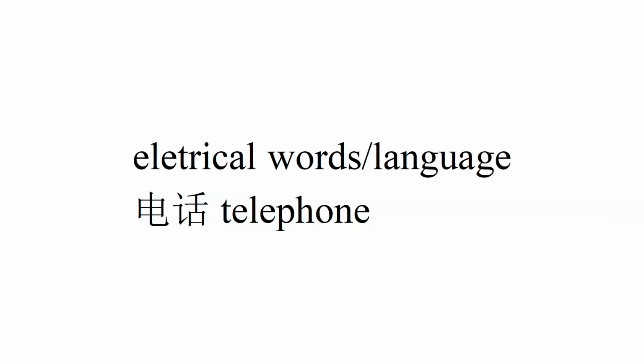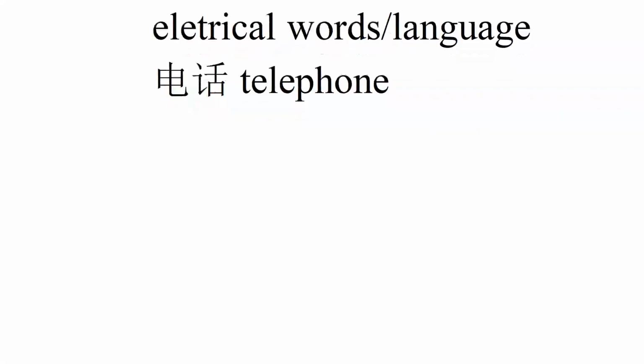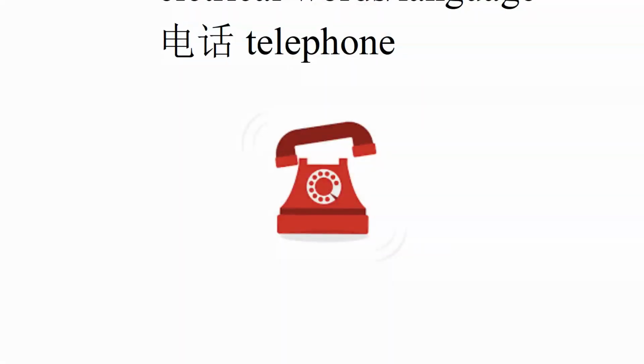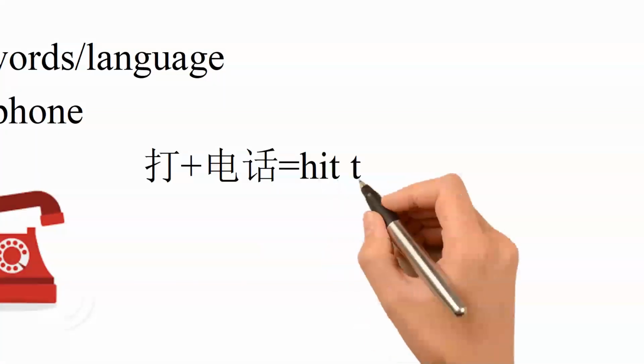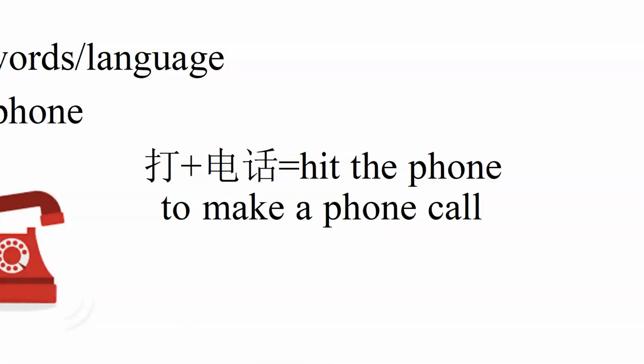In Chinese, sometimes we just piece up different words to make new words. So the words transferred by electricity is 电话. 电话 is how we understand the telephone. And the verb to hit is how we make the phone call. So 打电话 is to call.